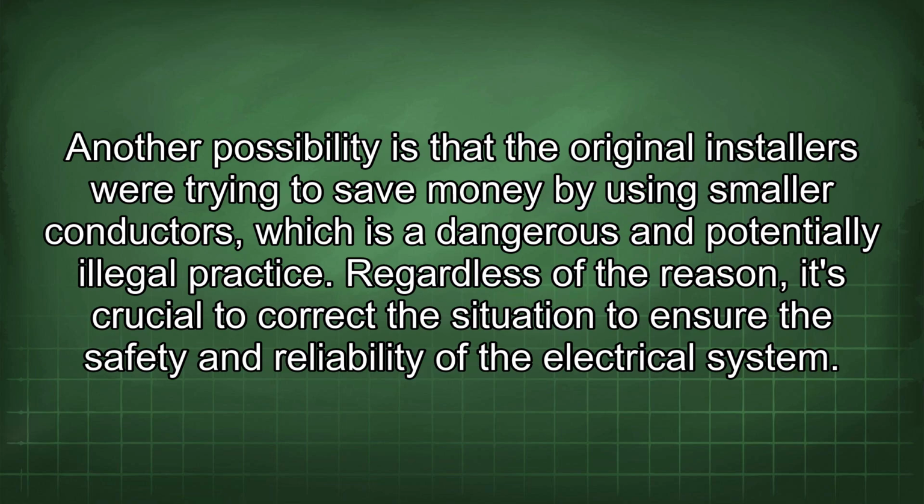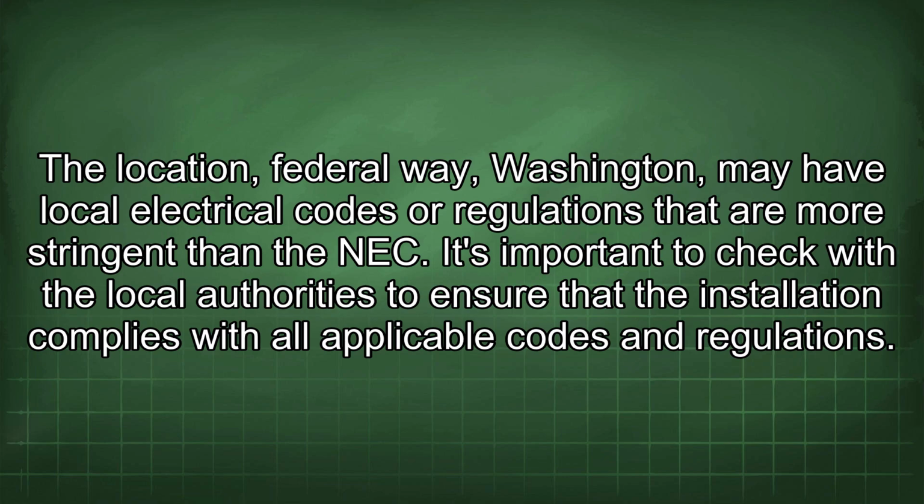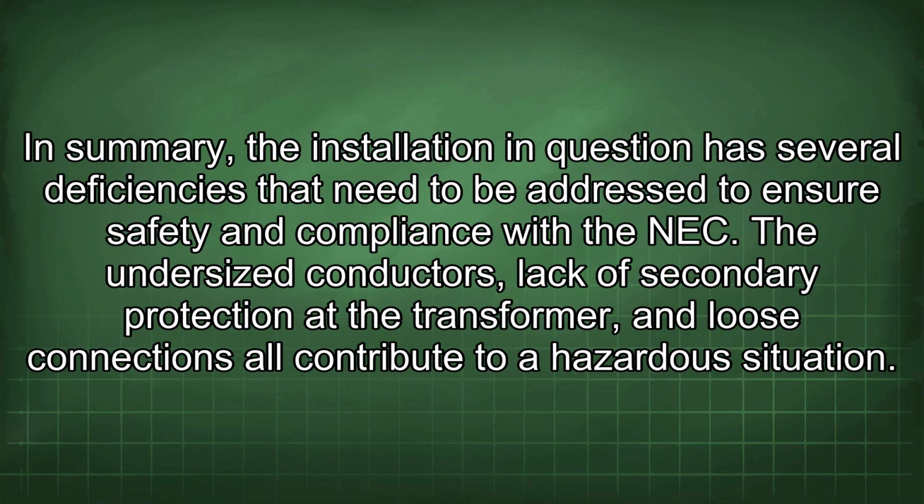Regardless of the reason, it's crucial to correct the situation to ensure the safety and reliability of the electrical system. The location, Federal Way, Washington, may have local electrical codes or regulations that are more stringent than the NEC. It's important to check with the local authorities to ensure that the installation complies with all applicable codes and regulations. In summary, the installation in question has several deficiencies that need to be addressed to ensure safety and compliance with the NEC.